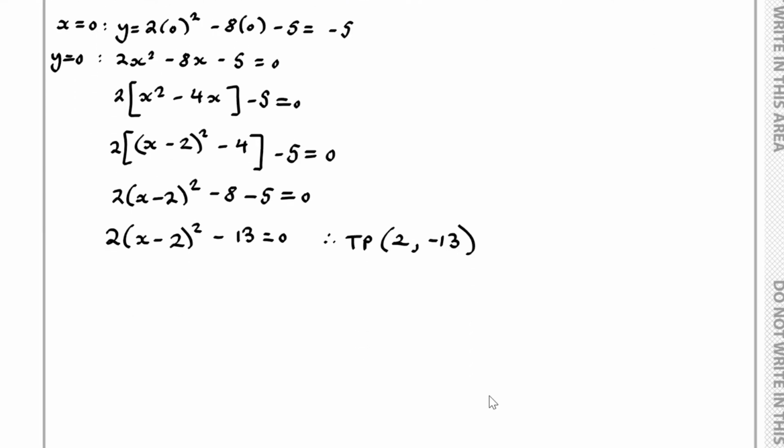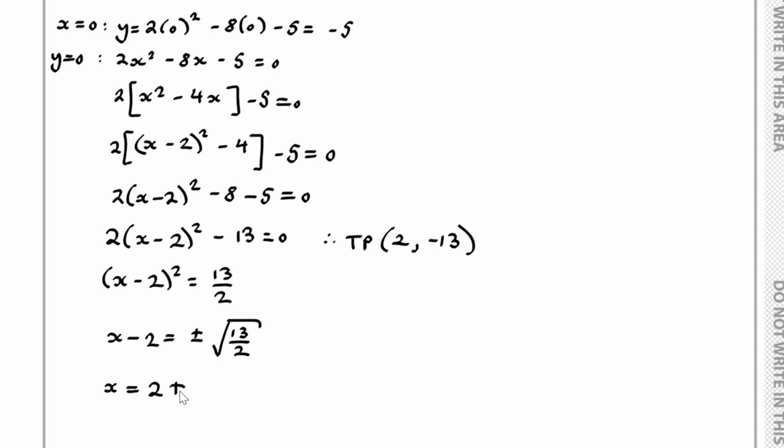Our next couple of steps is to simply solve this equation and rearrange for x. So if we do that, we have x minus 2 all squared equals 13 over 2, square rooting. We have x minus 2 equals plus minus 13 over 2 square rooted. We don't need to simplify this, there's no point. And therefore x is equal to 2 plus minus 13 over 2 square rooted.